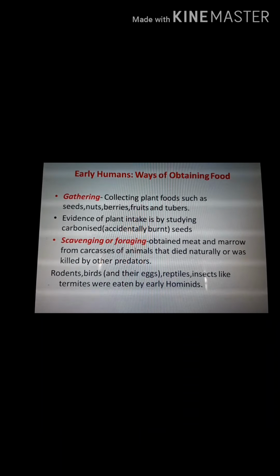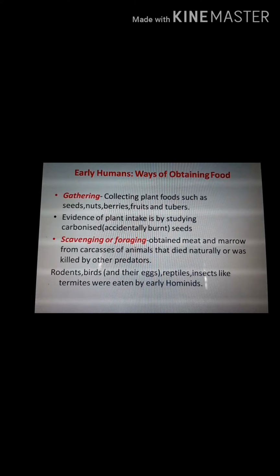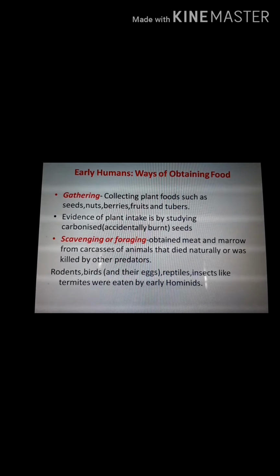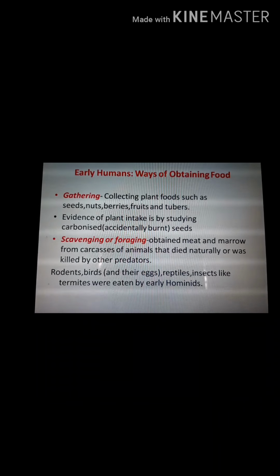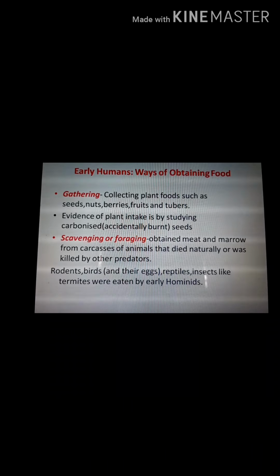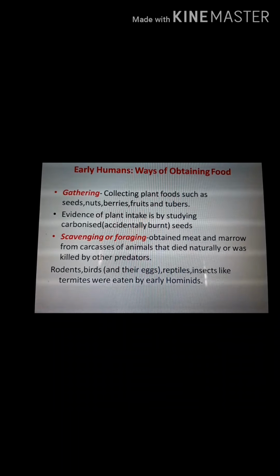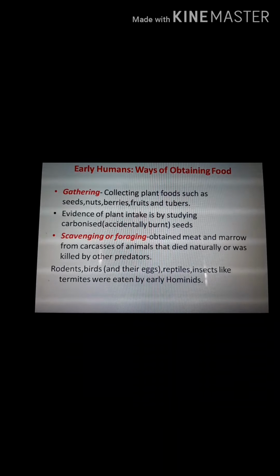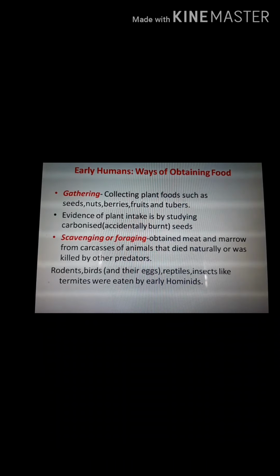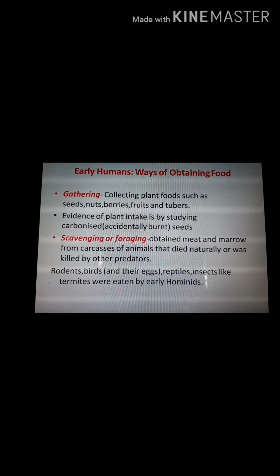Let's talk about early humans and their ways of obtaining food. One is gathering, that is collecting of plant food such as seeds, nuts, berries, fruits, and tubers. Evidence of plant intake is by studying carbonized, that is accidentally burned, seeds. Another way is scavenging or foraging. They obtained meat and marrow from carcasses of animals that died naturally or were killed by other predators. Even rodents, birds and their eggs, reptiles, and insects like termites were also eaten by early hominids.